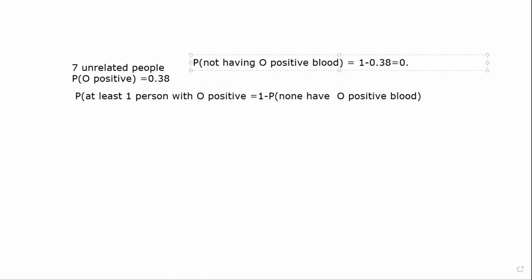Okay, so here what we're looking for is one minus. Now we're selecting seven people and none of them have O positive blood. So how are we going to find that? We have to raise it to the seventh power. And what percentage are we going to use? Are we going to use 62 or 38? None of these people have O positive blood, so 0.62. So we do that and we take this to the seventh power.